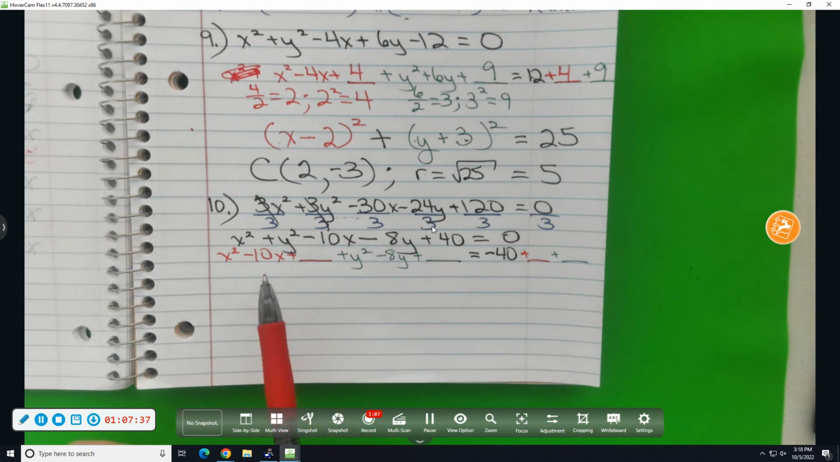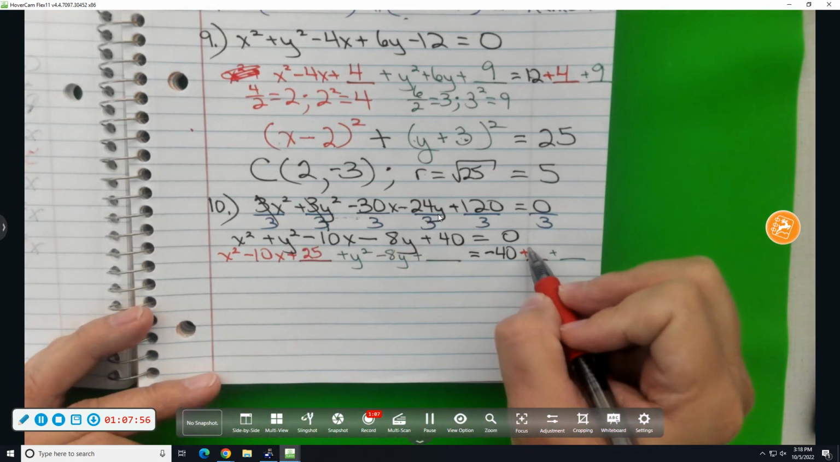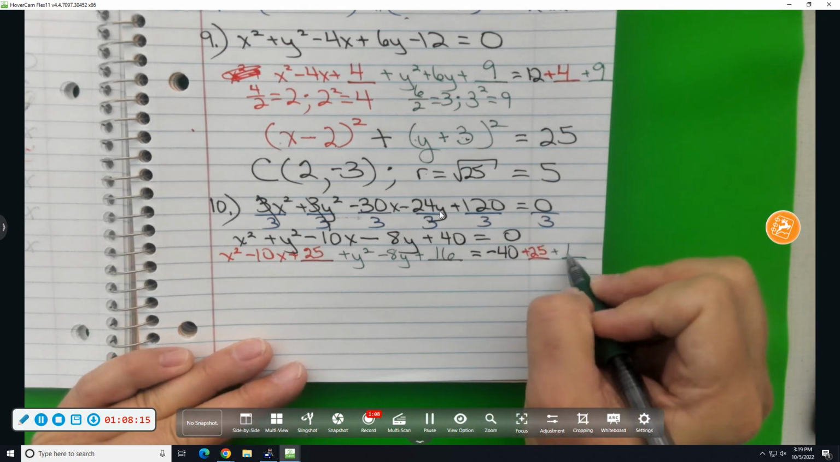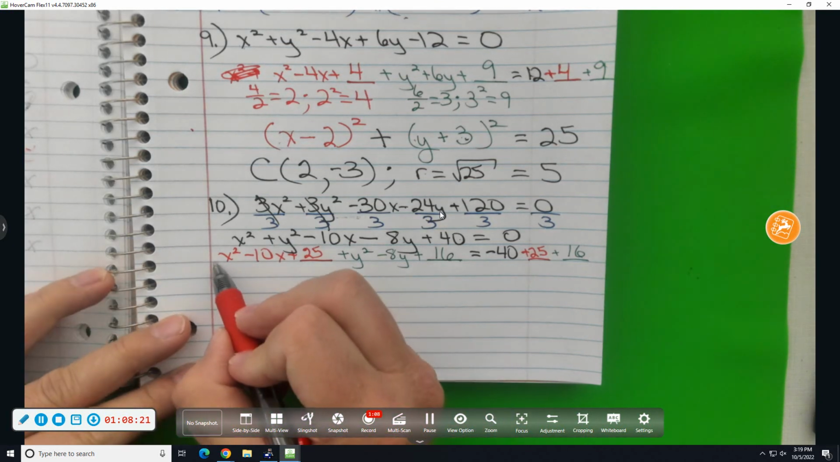So we take the 10, what do we do first? Divide by 2, 10 divided by 2 is 5, 5 squared is 25. So what do we put in the red blank? Here and here. Okay, what's going to go in the green blank? You took half of 8. Half of 8 was 4, and 4 squared was 16. You're right, I agree. And now we can factor.